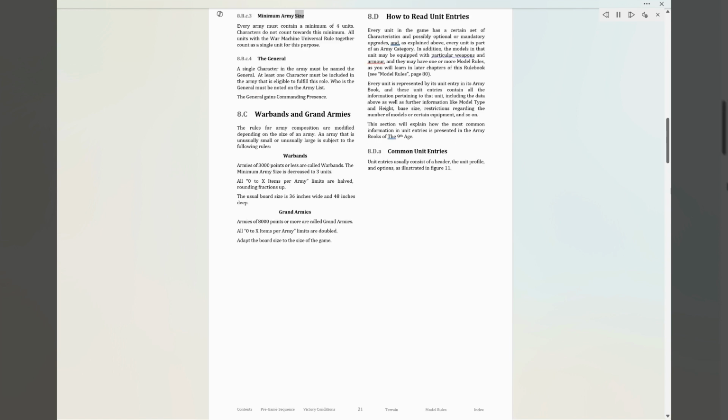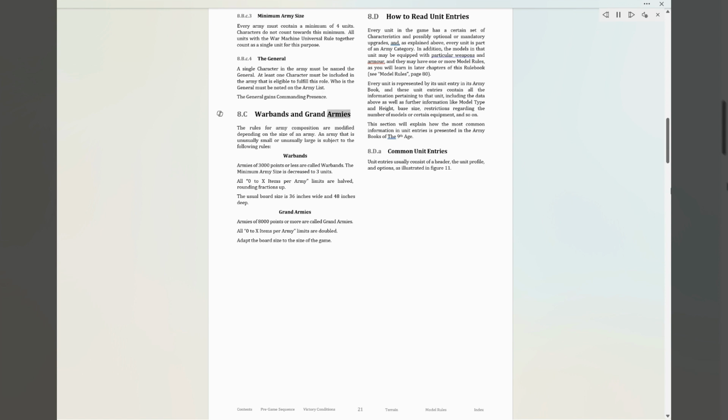Minimum army size. Every army must contain a minimum of 4 units. Characters do not count towards this minimum. All units with the War Machine Universal Rule together count as a single unit for this purpose. The General. A single character in the army must be named the General. At least one character must be included in the army that is eligible to fulfill this role. Who is the General must be noted on the army list. The General gains Commanding Presence.